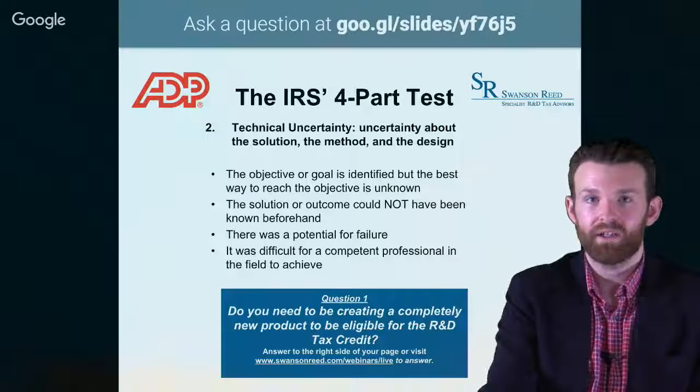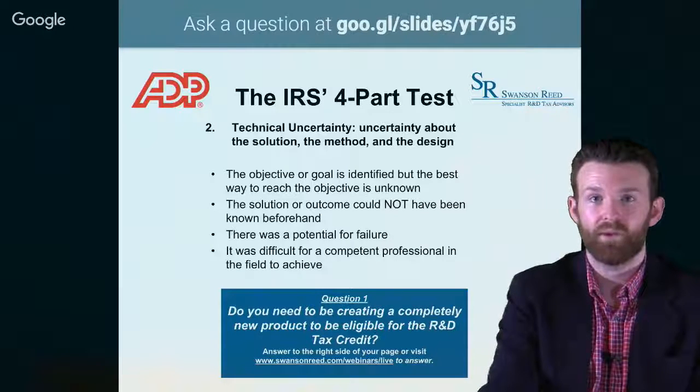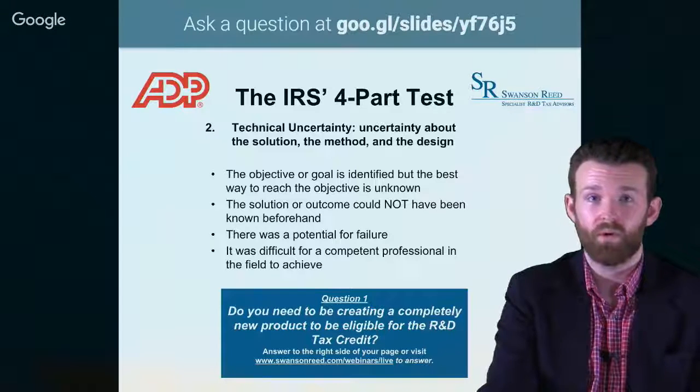What this criterion means is that there must be uncertainty about the solution, method, and design when starting out on a project. You've identified your technical objective or your goal, but you don't know the best way to achieve that goal. In fact, you're not even sure if your solution will even be successful, and there was potential for failure.